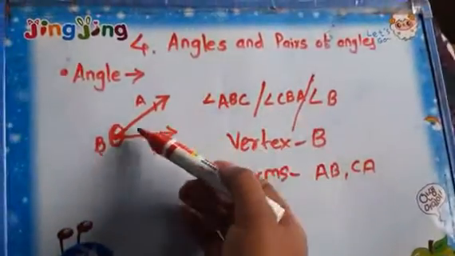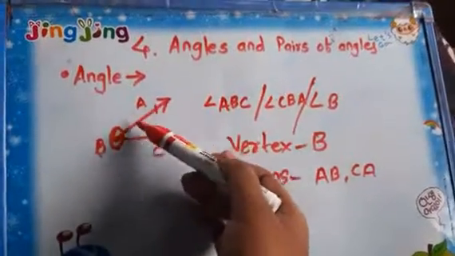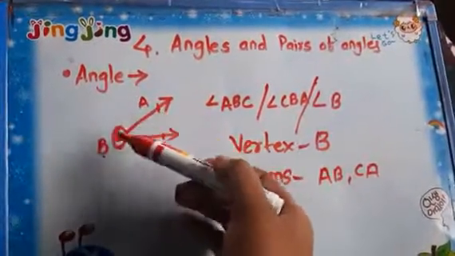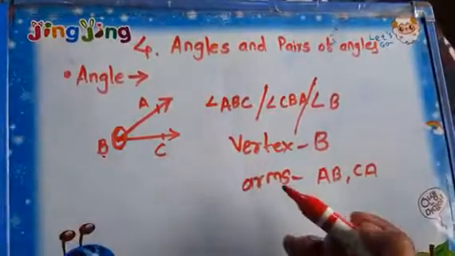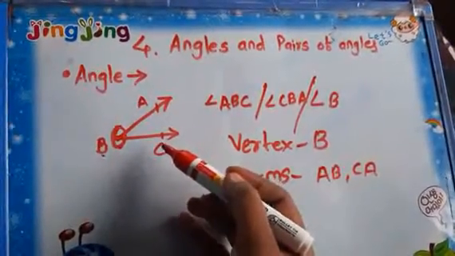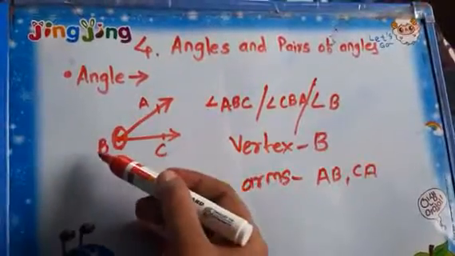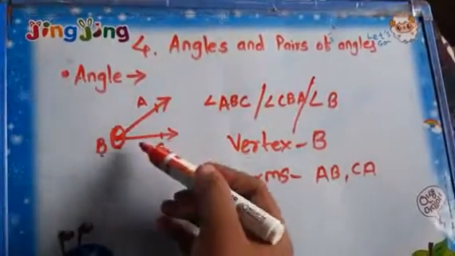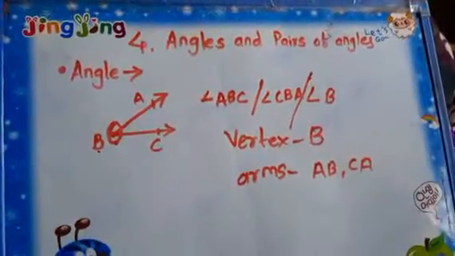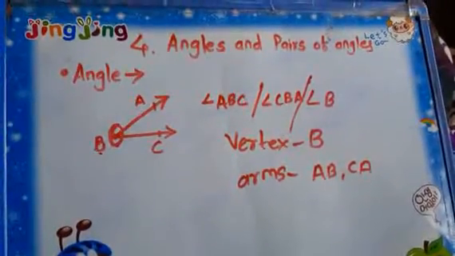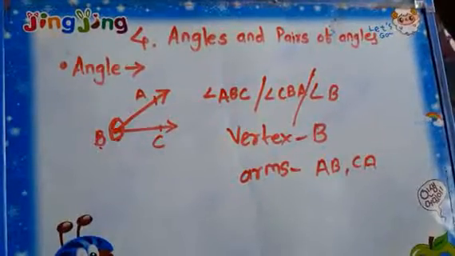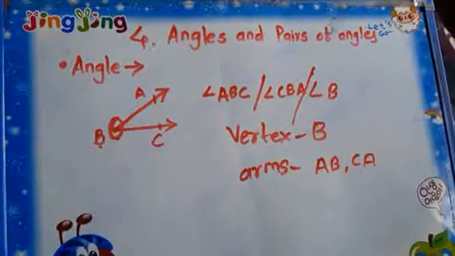If you see here, this is the first arm. On this arm, which points are marked? Point A and point B. And if you see this second arm, on this arm, which points are marked? Point C and point B. B is common in both. So in this way, last year you have learned some concepts related to angle. Now in detail, something more about angles we are going to see in this standard.